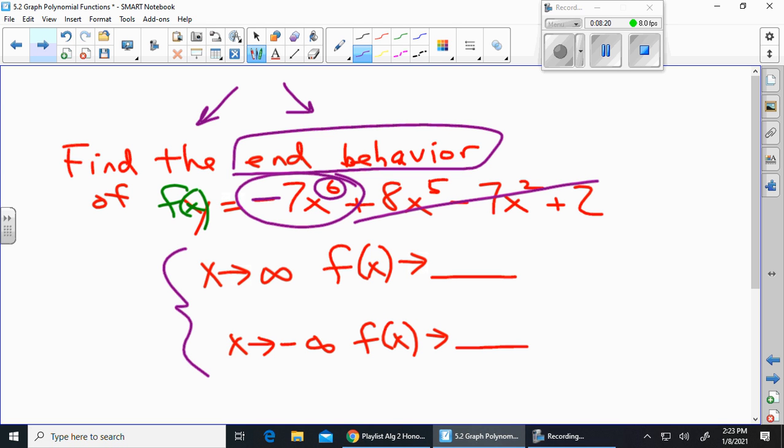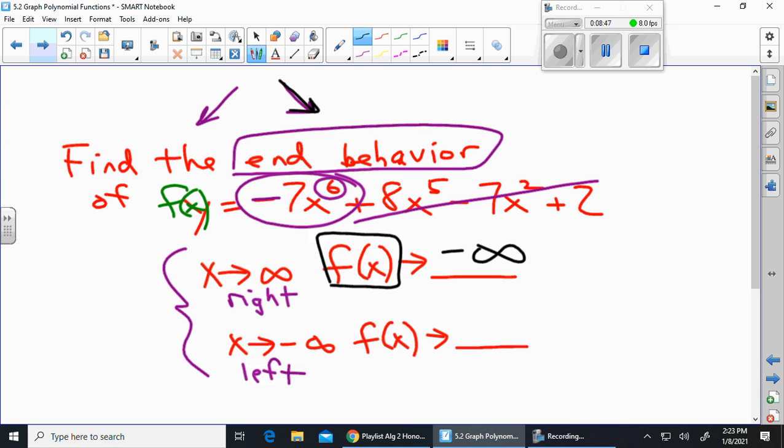So what does this mean? X going to infinity is looking at the right. X going to negative infinity is looking at the left. Well, look at your two arrows. This is my arrow to the right. It's pointing down. So this means where is my graph going? It's going down. What does down mean? Negative infinity. This is my left arrow. Where's my left arrow going? It's going down. Negative infinity.